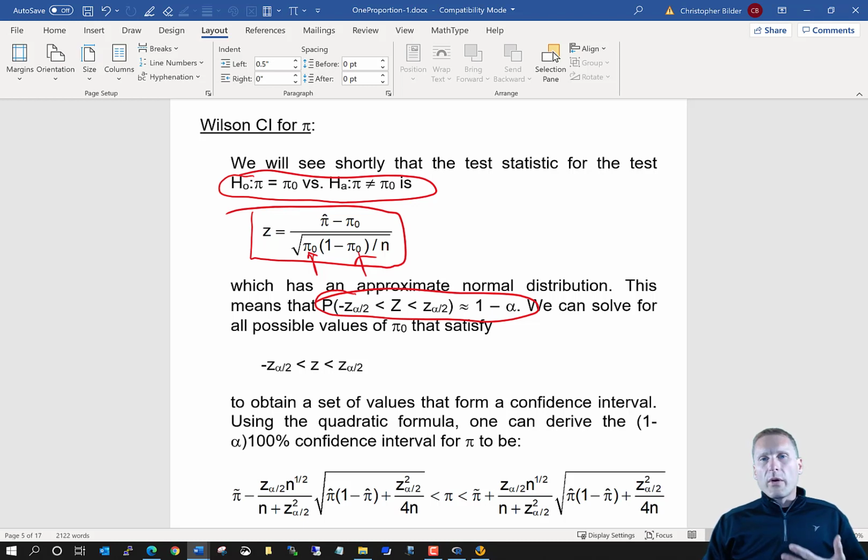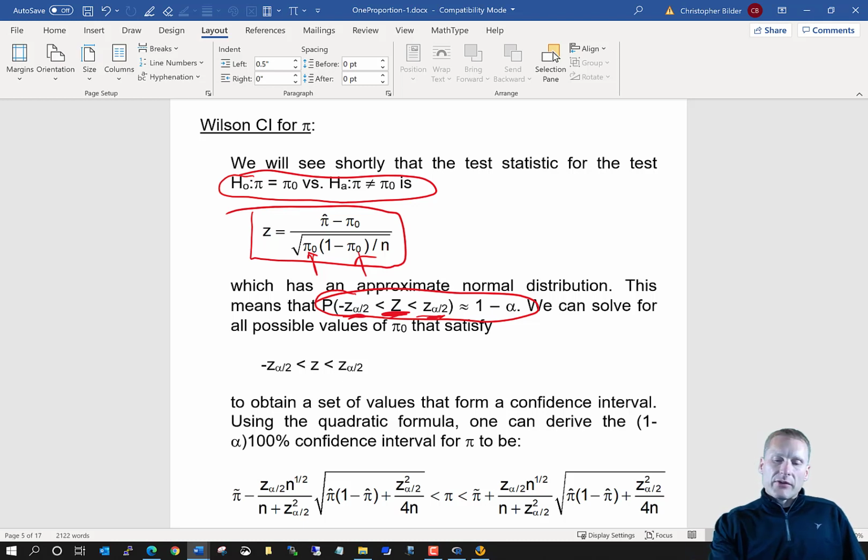And what the Wilson interval then does is say, okay, I know my random variable version of my test statistic should fall between these two quantiles for my standard normal approximately 1 minus alpha of the time.